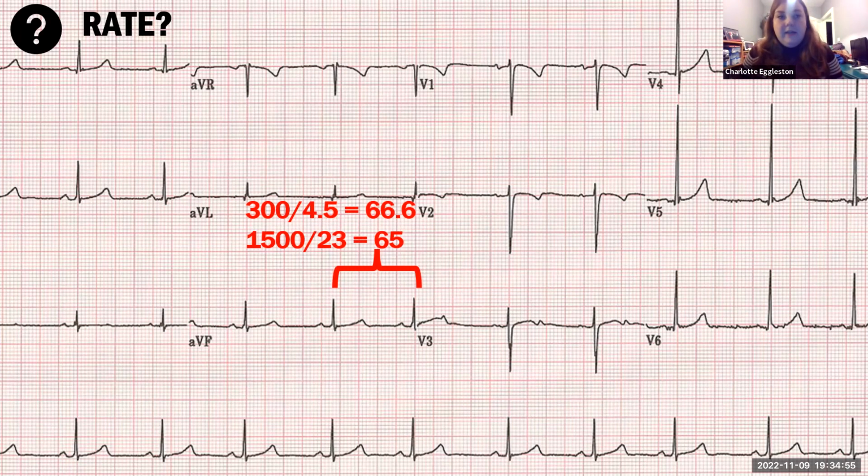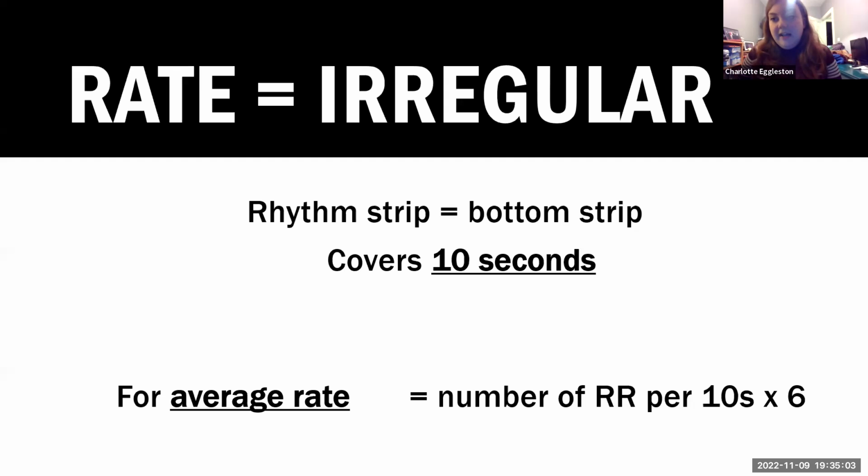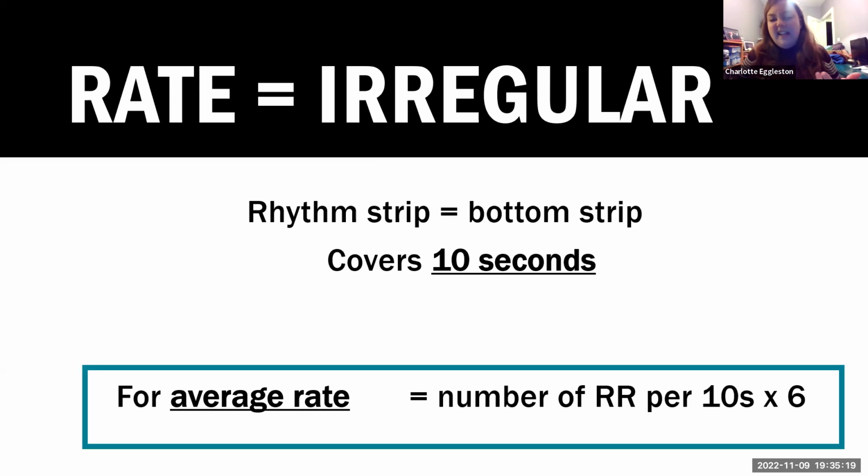The other way to calculate it, and probably the one that people use because it can be a bit easier than doing 300 divided by things in your head, and we particularly use it in irregular rhythms, is to use the rhythm strip at the bottom. So that's where it's lead 2. You get a 10-second strip at the bottom of your ECG. Because it's 10 seconds, if you just count how many beats there are, so how many QRSs, and you times it by 6, then that gives you the average number, and that's your rate.